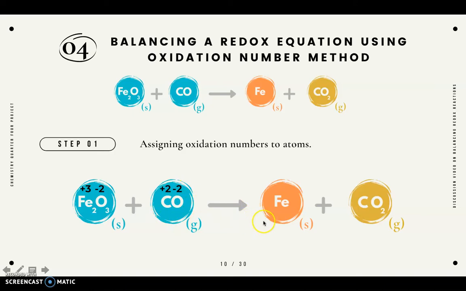On the product side, iron is 0 because it is a free atom. And carbon dioxide is a neutral compound, so its oxidation number must be equal to 0. Here, oxygen is negative 2, and there are 2 atoms in this product, so the carbon atom must have an oxidation number of positive 4 for everything to be balanced.